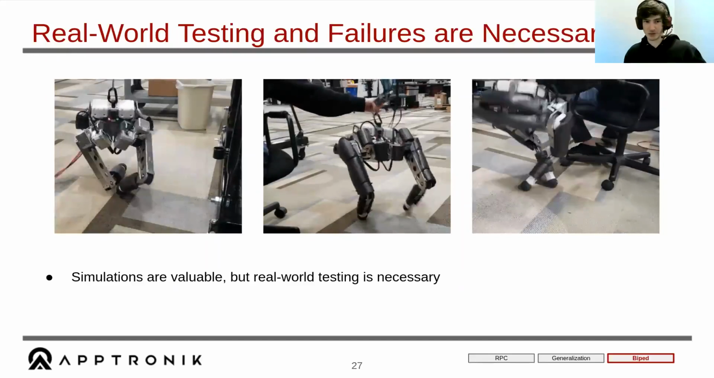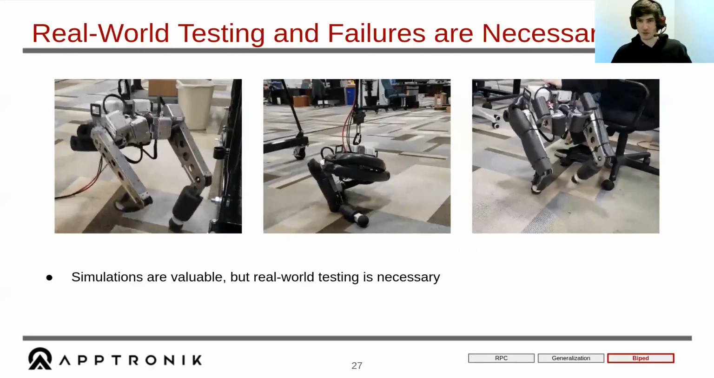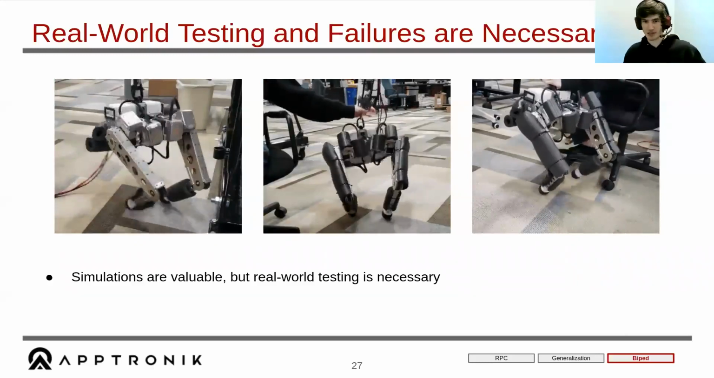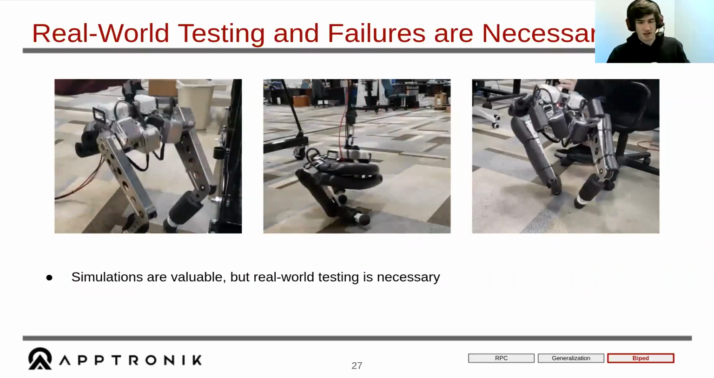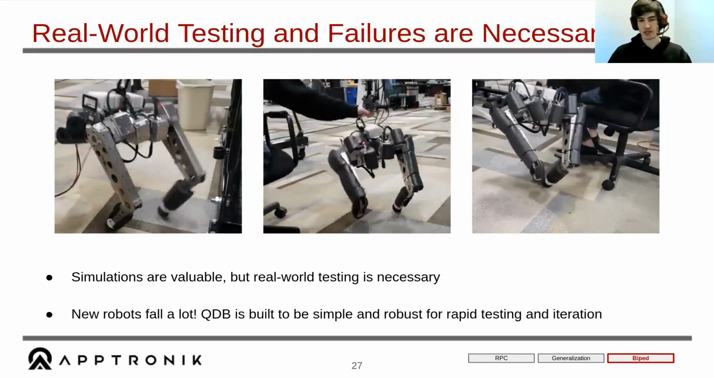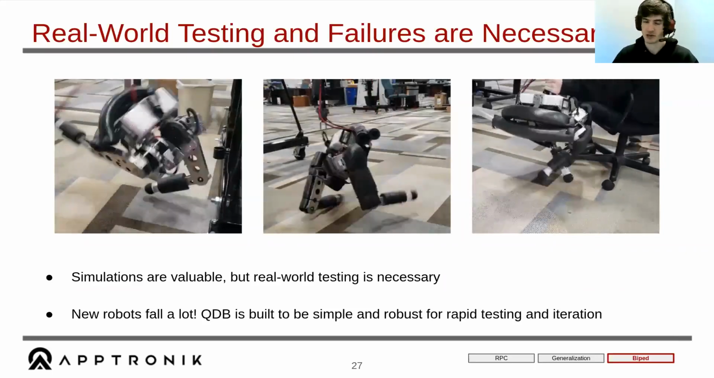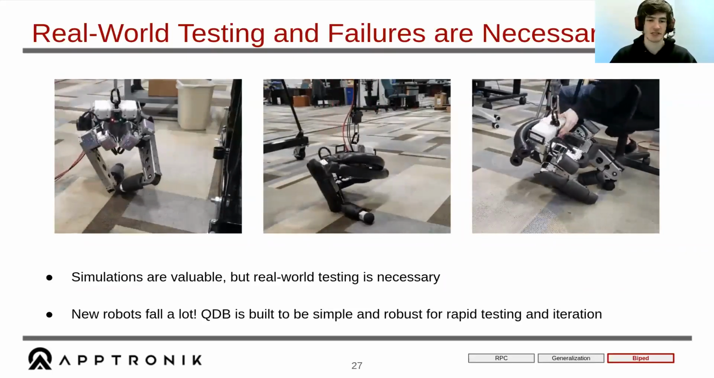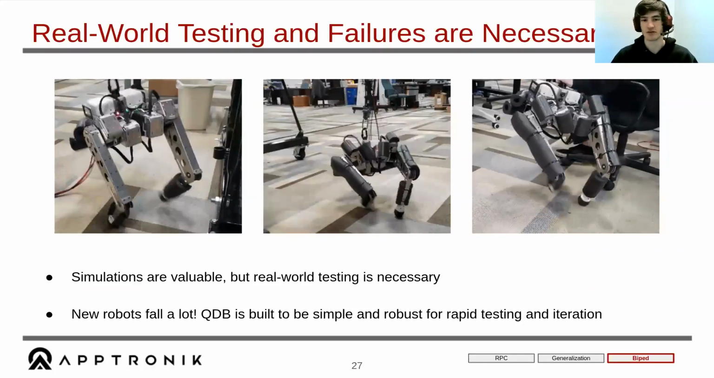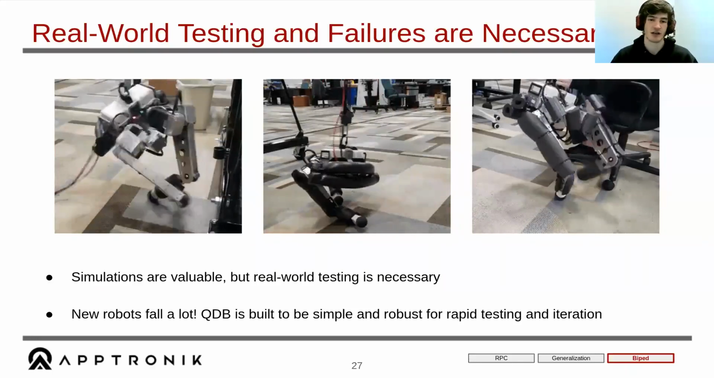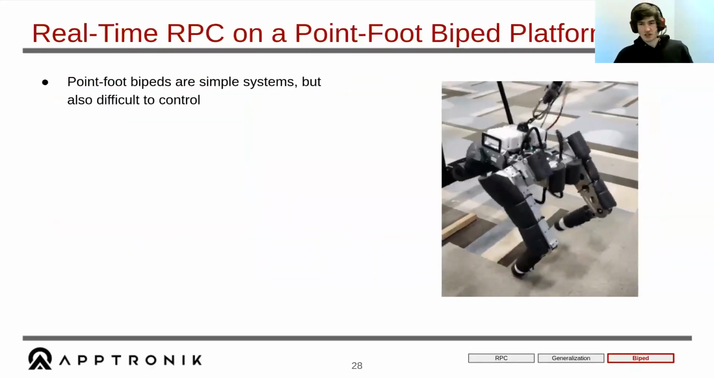We added some of those pads not only for falls, but also because the same kind of stick that I used for Mini Cheetah, I would also hit this robot, so we didn't want to damage it. Like I said, robots fall a lot. This robot, which we call QDB, for Quick Development Biped, is built to be simple and robust, so you can quickly iterate. Even though the robot's going to fall, you can just pick it right back up and have it do another test.